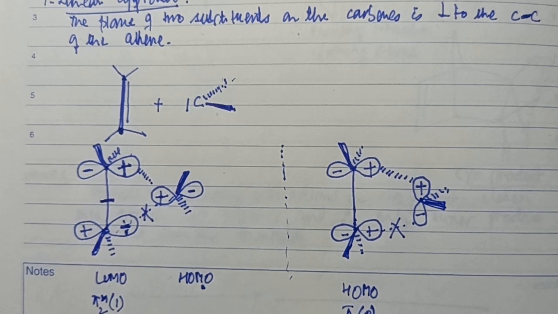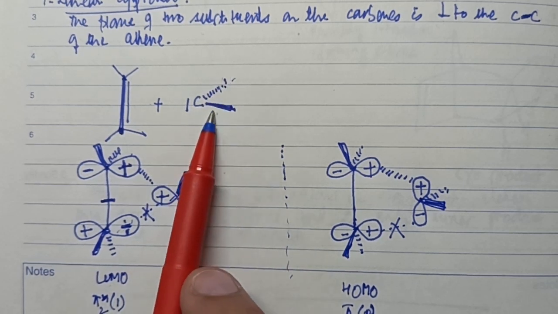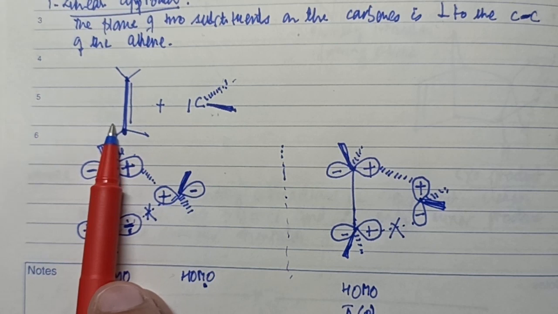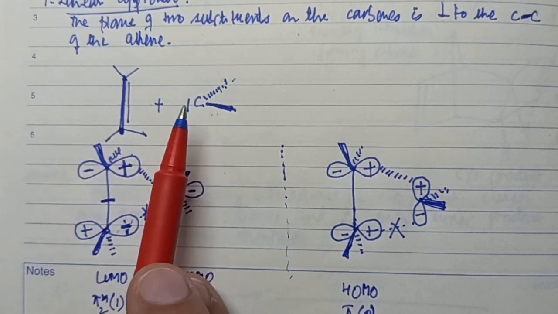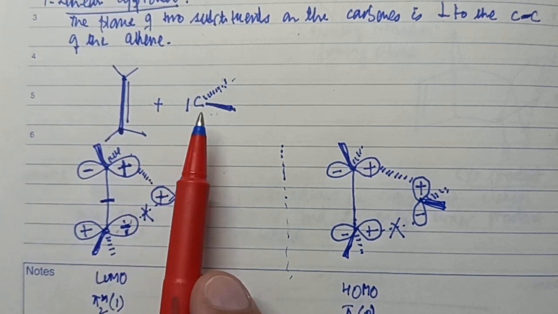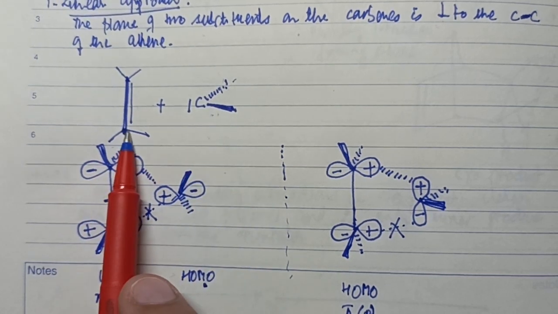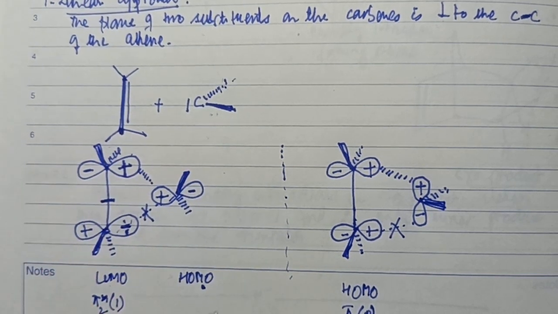Hence, we can say this process, that is the linear approach of carbene onto alkene, since we have not excited the molecule, we are talking about thermal conditions. Therefore, the linear approach of carbene onto alkene under thermal conditions is a forbidden process. We can go vice versa.